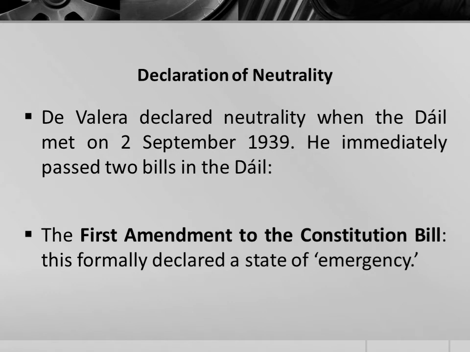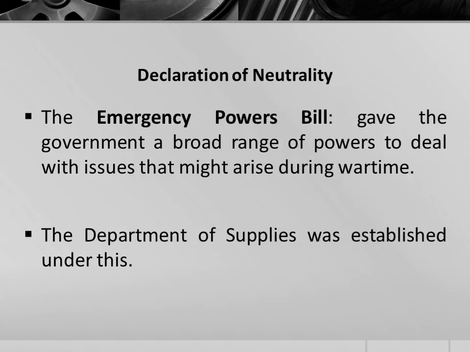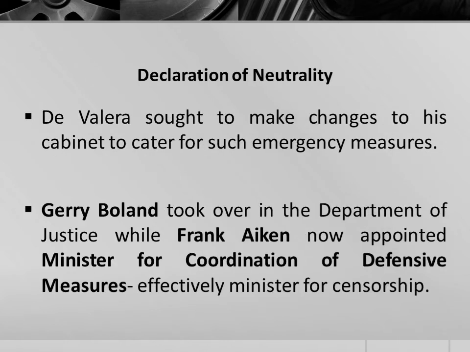So he goes into the Dáil the previous day, and he passes two Dáil bills, the first amendment to the Constitution in 1937, which formally declares a state of emergency, giving the Irish government of the day special powers necessary in relation to things like the economy, defence, censorship, etc. The Emergency Powers Bill gave the government a broad range of powers to deal with issues that might arise during wartime, and also the Department of Supplies was set up as well, and De Valera took up the role of Minister for Supplies. De Valera felt this was necessary in this state of emergency.